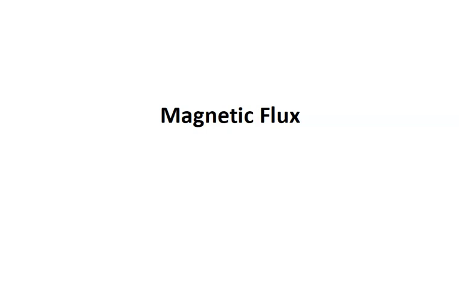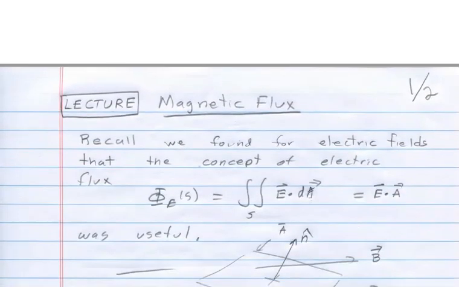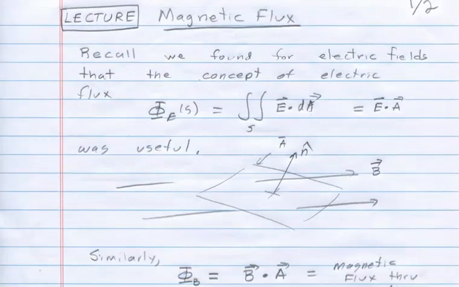In this segment, we'll introduce the concept of magnetic flux, really based by analogy with what we've done electrically. Remember that we had found for the electric field that the concept of electric flux was very useful. And remember, the electric flux, I usually wrote it like this, a capital Phi, sub E to remind me it's electrical, and this S here is the surface that it goes through.